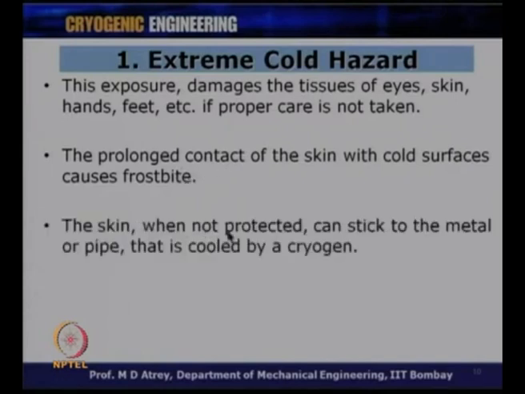Skin, when not protected, can stick to the metal or pipe that is cooled by a cryogen. For example, you have a pipe with a cryogen flowing through it, and if your skin comes in contact with an exposed part of this pipe, icing can form, and your skin can get connected through this ice to the cold part. If you pull away, your skin can actually be peeled off from that region.